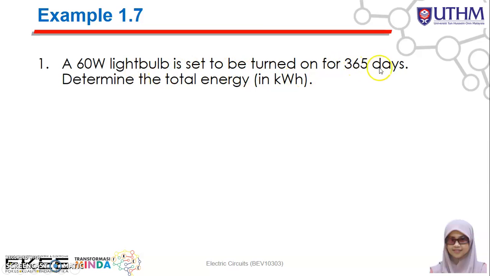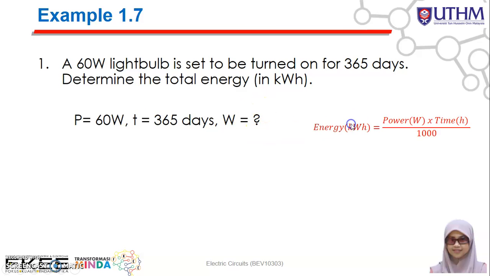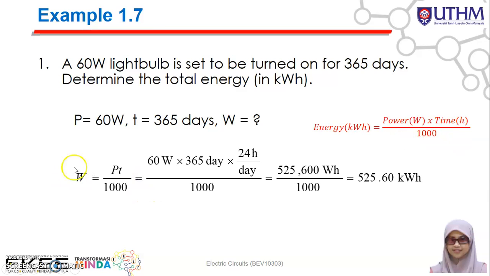A 60-watt light bulb is set to be turned on for 364 days. Determine the total energy in kilowatt hour. So you are given P is equal to 60 watt, T is equal to 364 days, and now W, the energy, is equal to what? From the previous slide, we know that the formula for energy in terms of kilowatt hour is given by power multiplied by time in hours over 1000. So W is equal to PT over 1000.